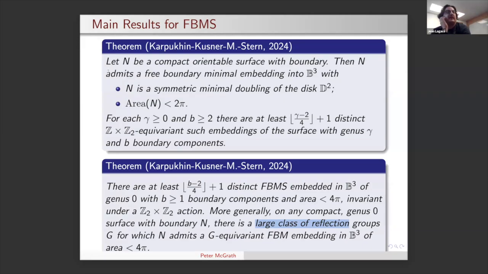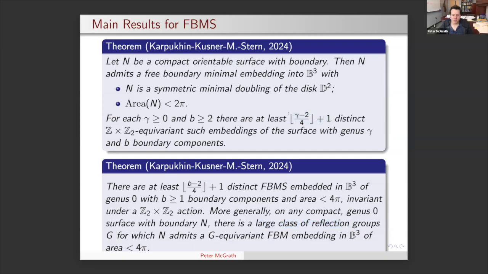I think also I have a question. When you're looking at higher genus than 0, the number of boundary components stops entering into this lower bound. Do you still expect the number of boundary components to push up this count here?